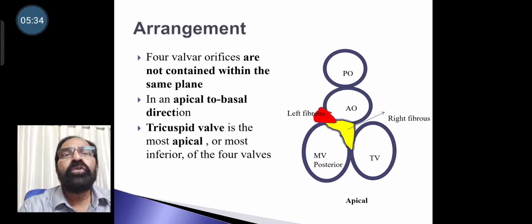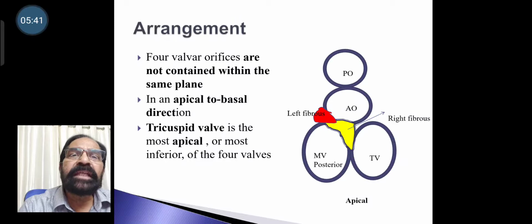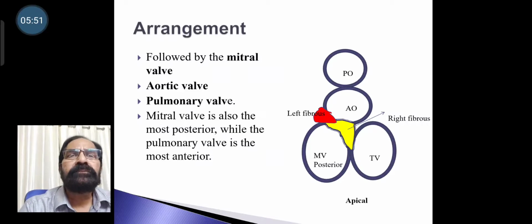Arrangement. The 4 valvular orifices are not contained within the same plane. They are arranged in apical to basal direction. Tricuspid valve is the most apical, that is towards the heart apex, or most inferior of the 4 valves, followed by the mitral valve, then aortic valve, then pulmonary valve. Mitral valve is also the most posterior, while the pulmonary valve is the most anterior.